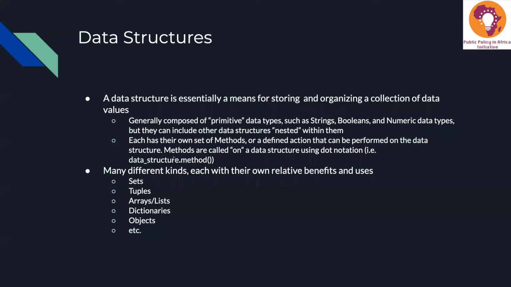So what we see here is if we had a data structure stored in a variable called data_structure, and then we wanted to call a method on that data structure, we put a dot between the data structure and the method. And then we put the parentheses after the method name. The parentheses are where any parameters would go if that method accepts any parameters. Not all methods do accept parameters, but regardless, the parentheses are going to be required.